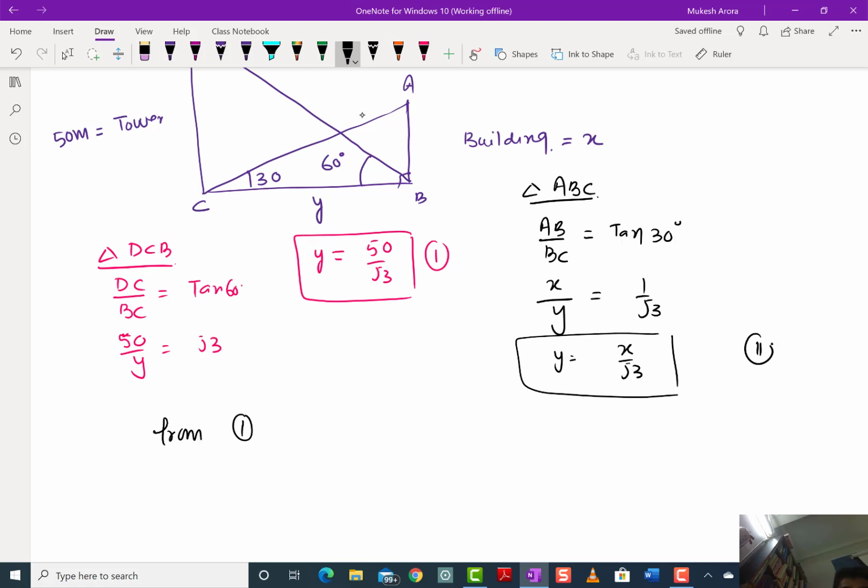From 1 and 2, both the values of y: 50 root 3 is equal to x by root 3, so x is equal to 50 by 3, 16 2 by 3.